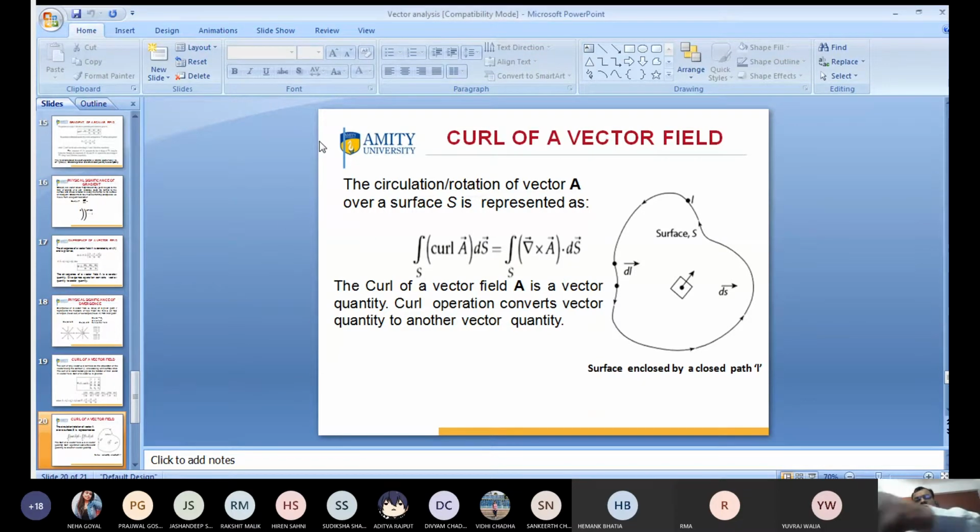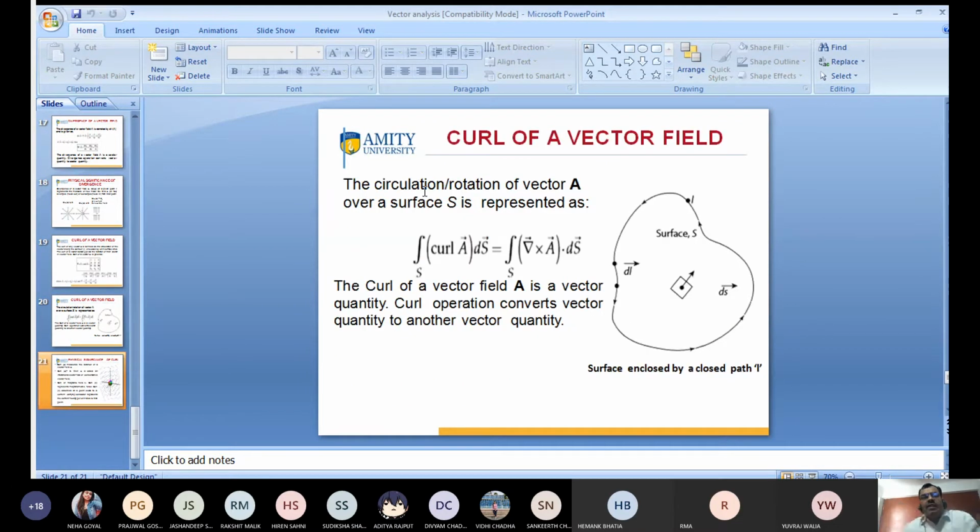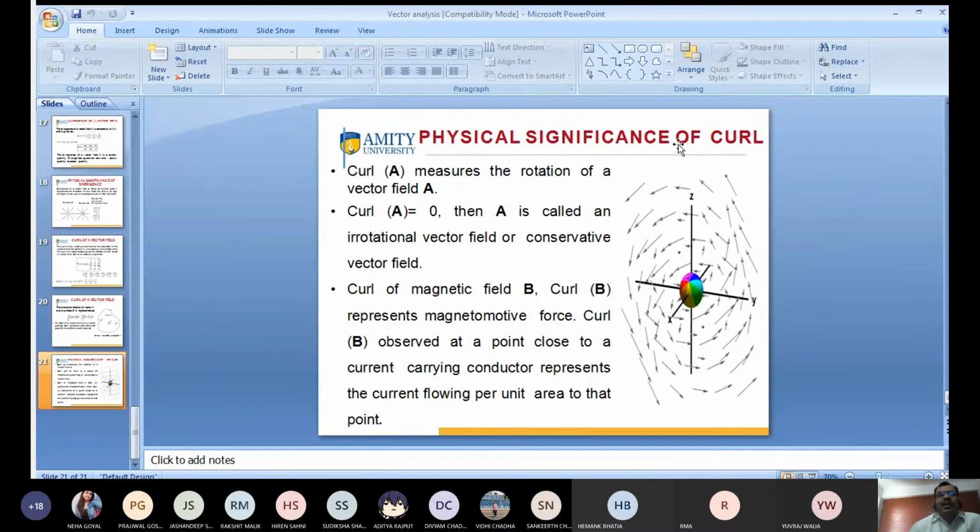This is equal to the vector quantity. If I operate curl of any vector quantity, we get again a vector quantity. Keep in mind again what is the physical significance of curl. This line is very important. What is curl of A? Curl of A measures the rotation of the vector field.